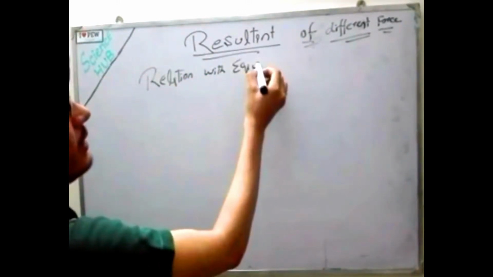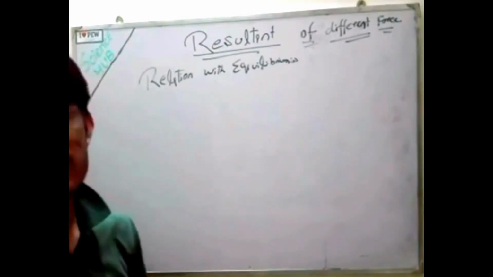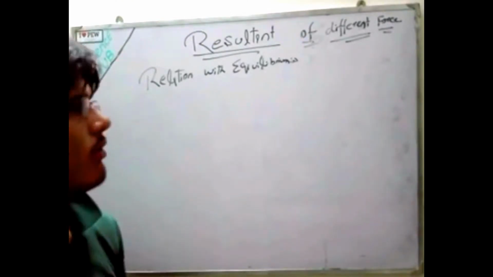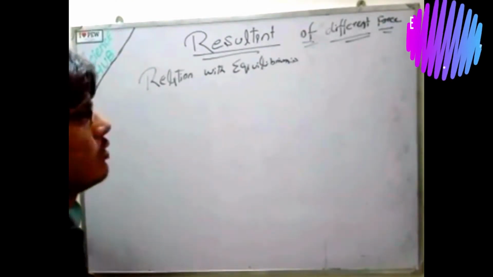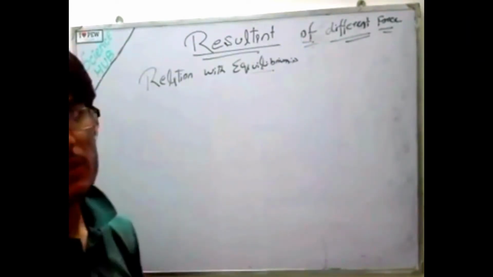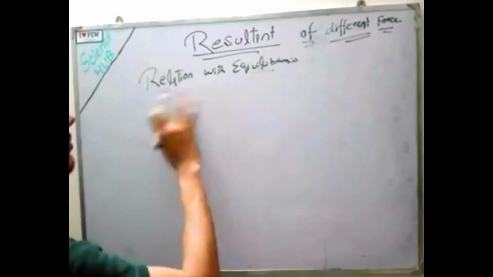Now the relation of these resultant forces with equilibrium. In equilibrium, the body will be at rest, or if it is not at rest, then it will be in motion, and that motion will be uniform. So we can say that a body is in equilibrium if it is either at rest or moving with a uniform velocity. That's the vector quantity.